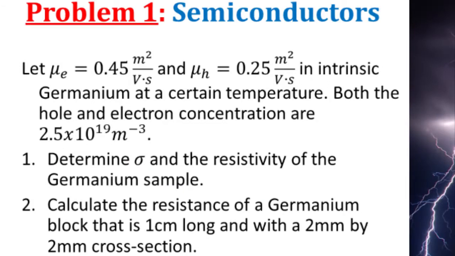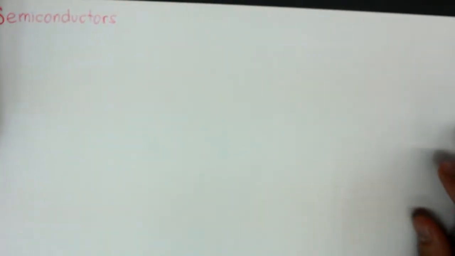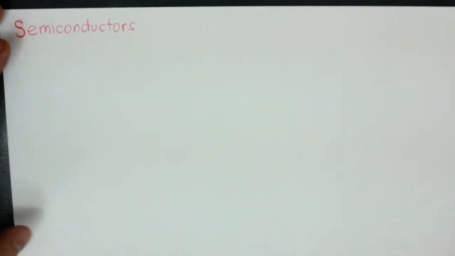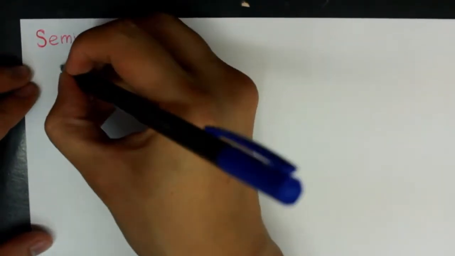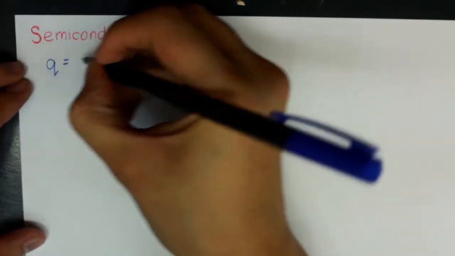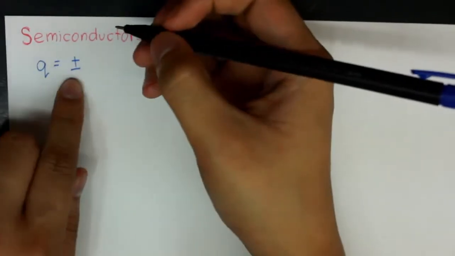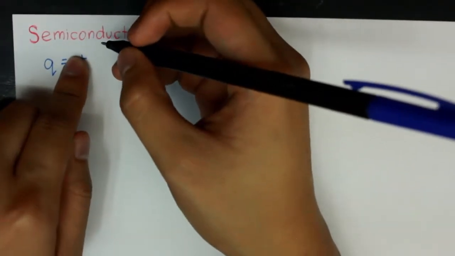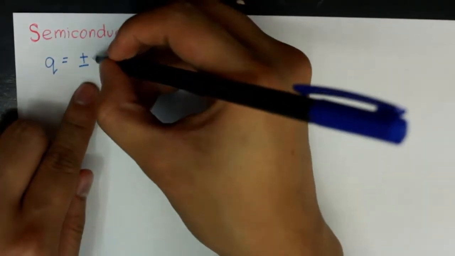Our next problem is on semiconductors. For semiconductors, we have two current carriers present. These are the electrons and holes. So the next problem is on semiconductors. We know the electrons and holes both have the same amount of charge. Negative for the electron, positive for the hole.